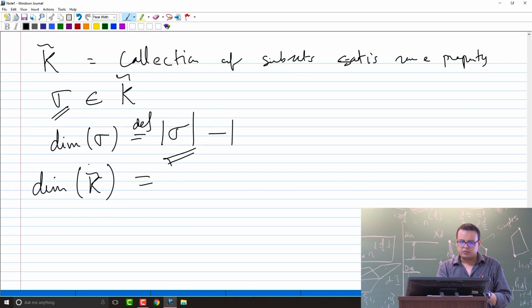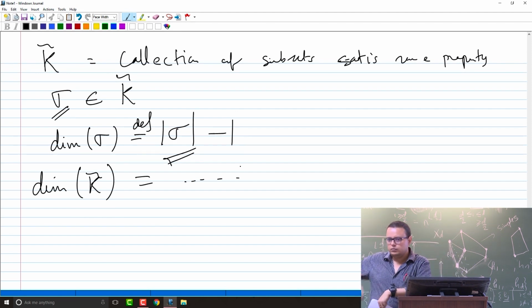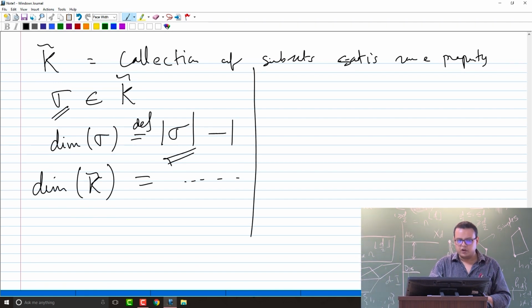Dimension of the maximum, so dot dot dot, I am not writing it, it will be the maximum dimension of a simplex contained in K tilde. There is a connection which is something I will be proving now.